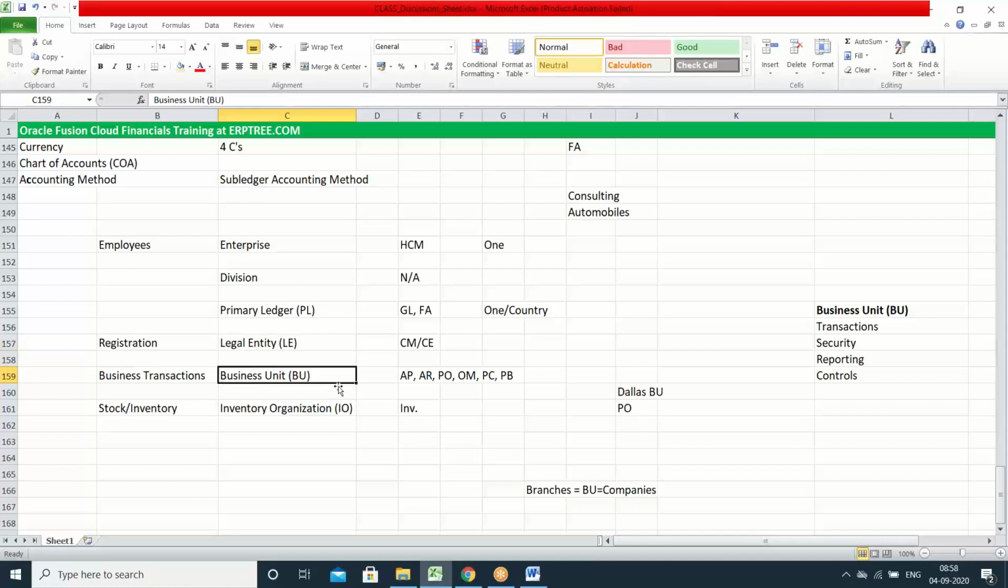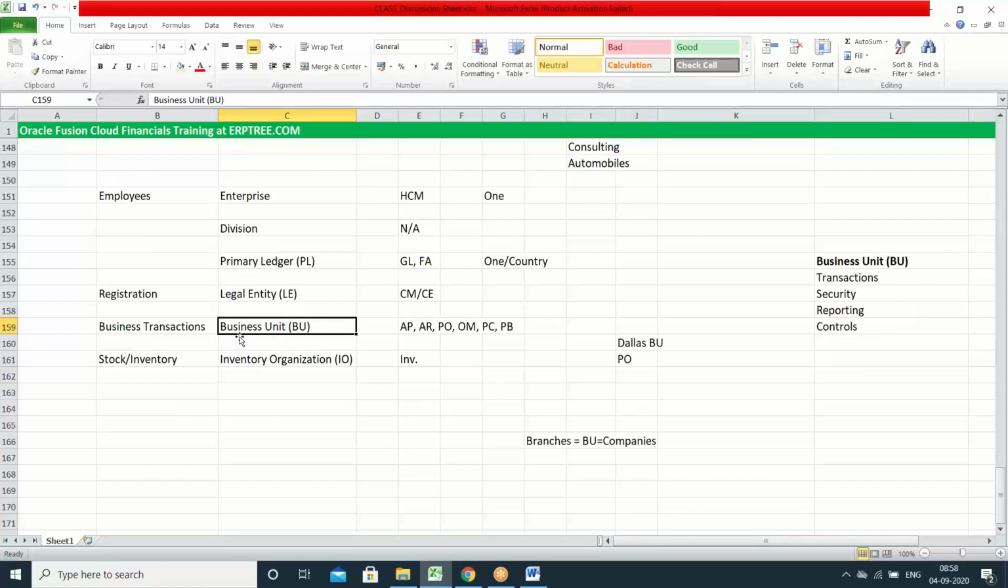And wherever you record the real business transactions in the system, we create the business unit. Business units are always created based on the number of branches you have in your business. And inventory organizations: however many warehouses you have, you can create accordingly. These are the applications at inventory level, and these are the applications at business unit level.